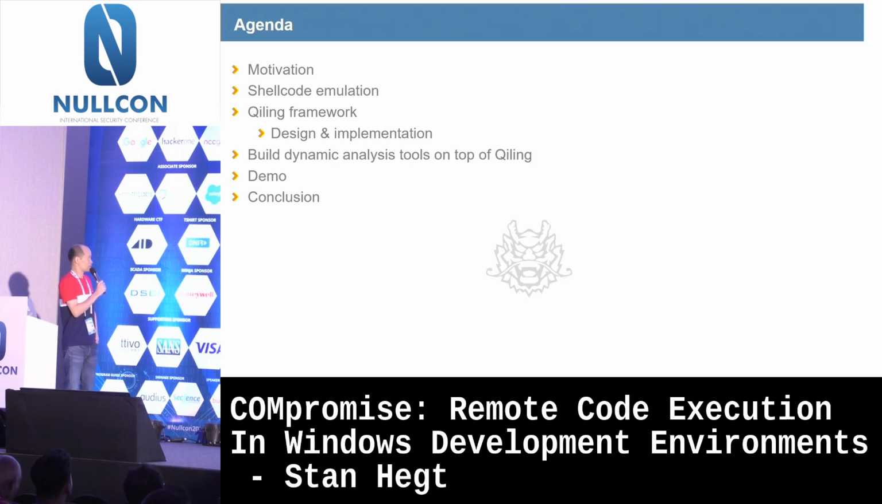In this talk, I will spend some time on the motivation and the background of why we have been doing this. After that, we look a bit at shellcode emulation, which was the first version of Qiling. Then we see how we design and implement the Qiling framework. Next, we see how we can quickly build some dynamic analysis tools on top of the Qiling framework. We have a few demos: a live demo, and recorded demos in videos.